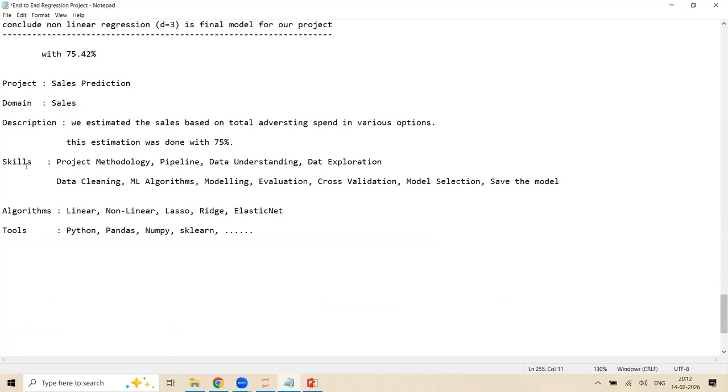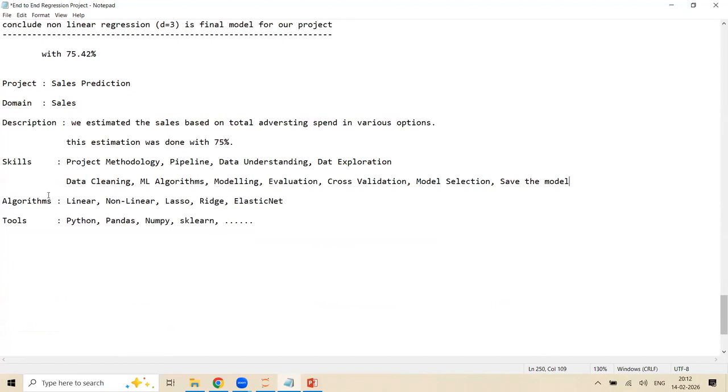Without writing all these things, generally the students will simply say that they have completed the project. Completed project means what? Even one algorithm is also called a completed project. You have to mention it clearly like this. When you mention it clearly in your resume, they'll understand that this person has done the complete project. In the interview, they'll ask questions based on this.